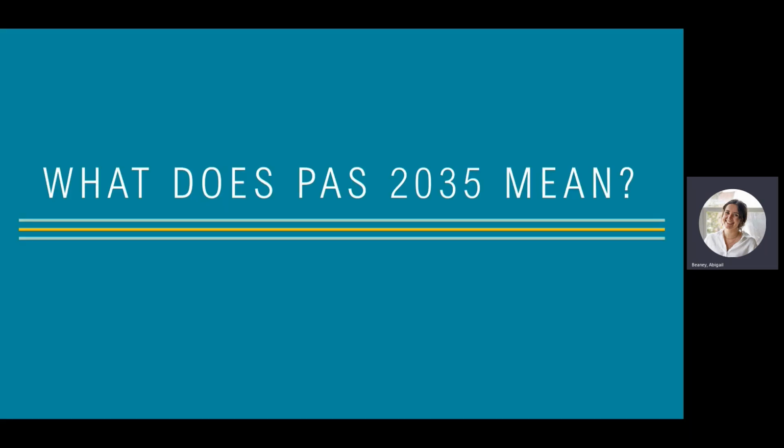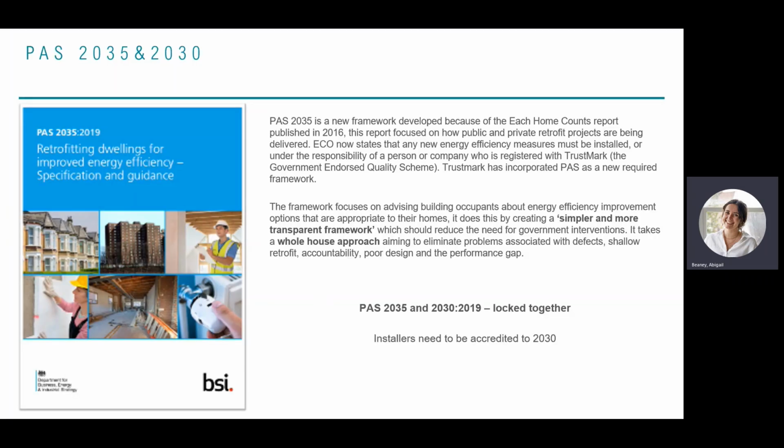So what does PAS actually mean? It's not a particularly simple process, but it's essentially an improved energy efficiency specification and guidance for dwellings. This has been developed because of what I've just run you through after the Each Home Counts report, which was published in 2016, focusing on how these retrofit projects were being delivered.